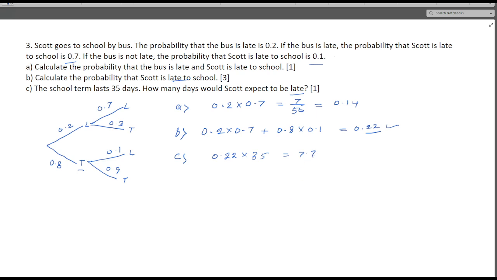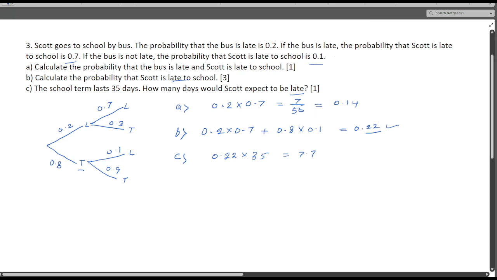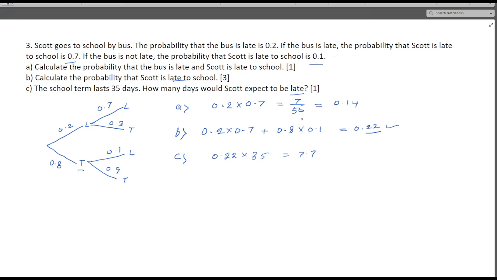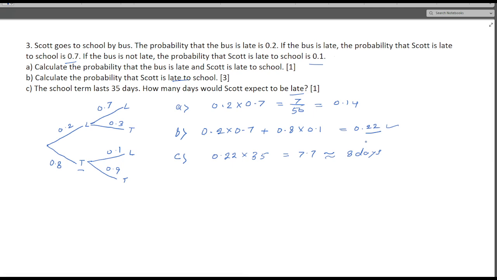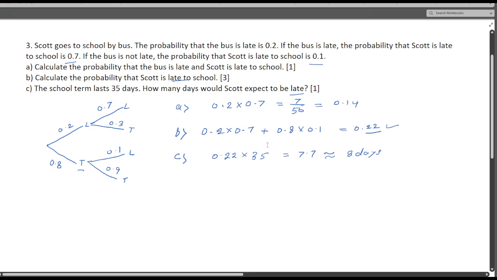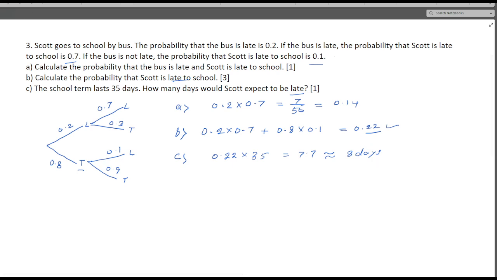Now 7.7, if we see number of days, we should round it off. So here 7.7 days indicates that approximately 8 days Scott is supposed to be late. Okay, so here the concept of relative frequency came into picture in this question C. Tree diagram also is an important feature that we have seen in this problem.